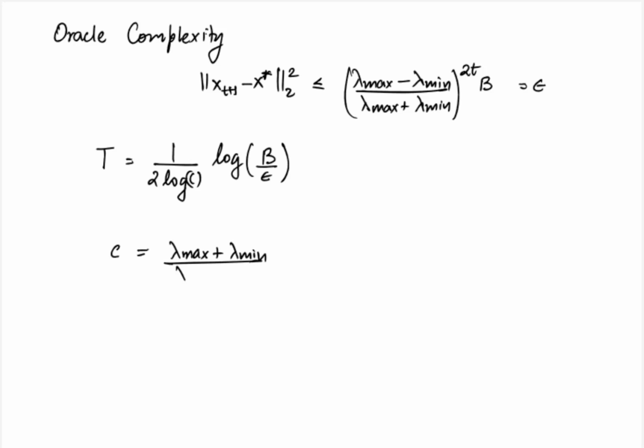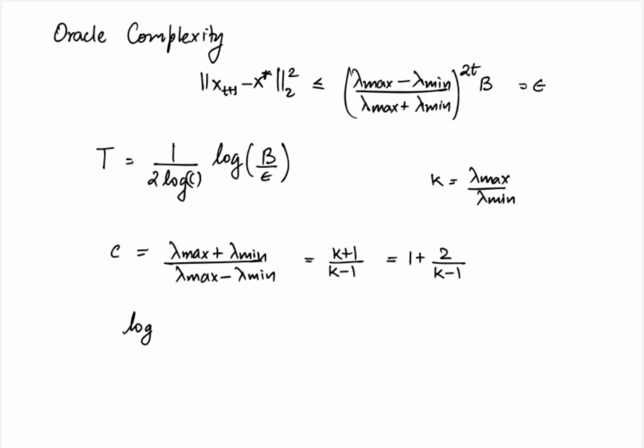If you recall the condition number, which was kappa equal to lambda max by lambda min, c becomes (kappa plus 1) divided by (kappa minus 1), and it can be written as 1 plus 2 divided by (kappa minus 1). So if kappa is much greater than 1, then log of c is approximately 2 by kappa. So substituting it back, we get our oracle complexity bound as order of kappa log B by epsilon.